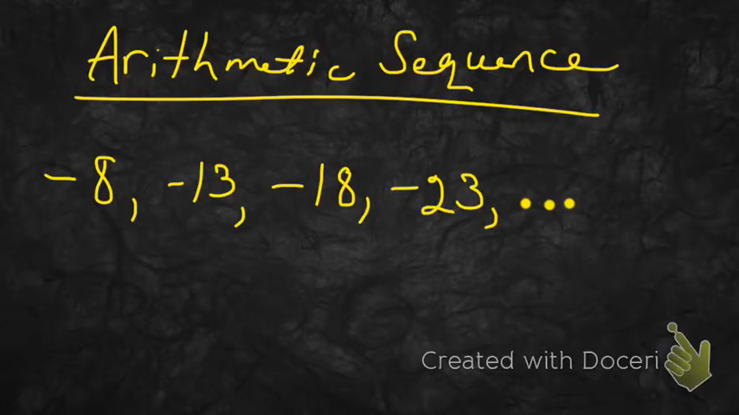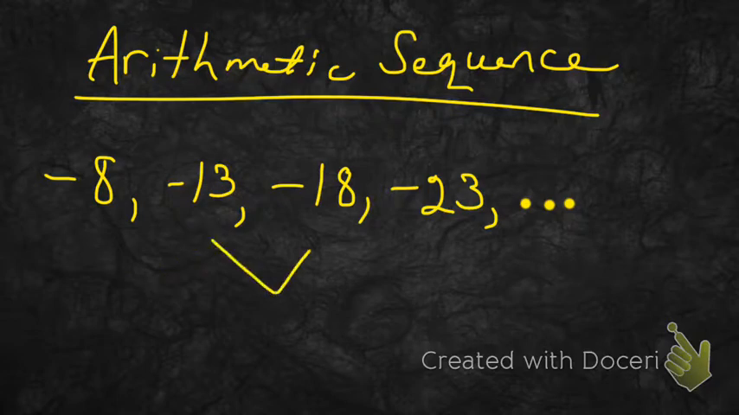Consider this arithmetic sequence. Notice that the numbers are getting smaller. In order for the numbers to get smaller, the operation must be either subtraction or division. Well, in this case, we notice that -8 and -13 are how far apart?